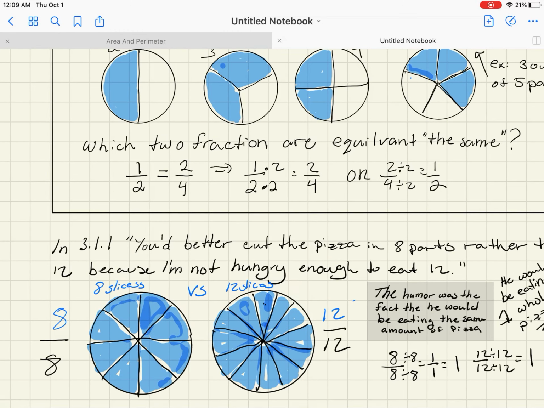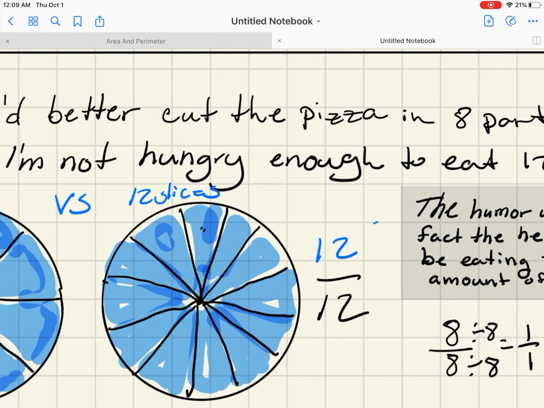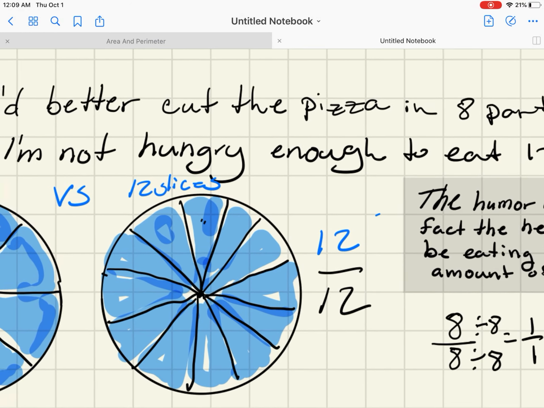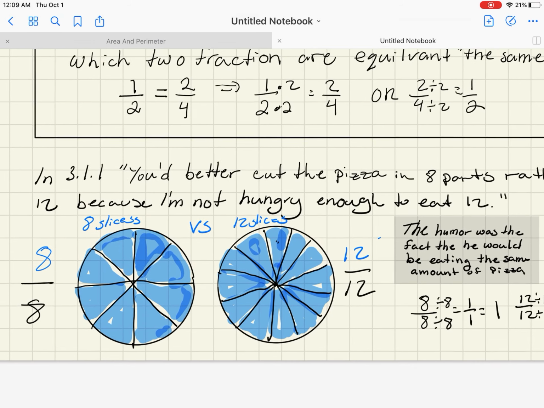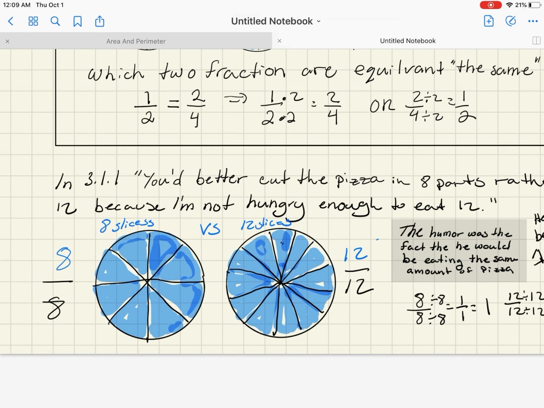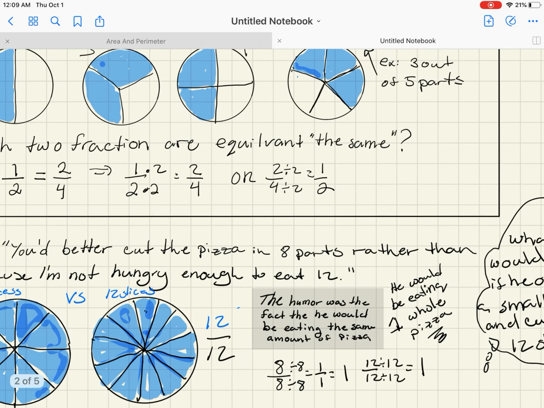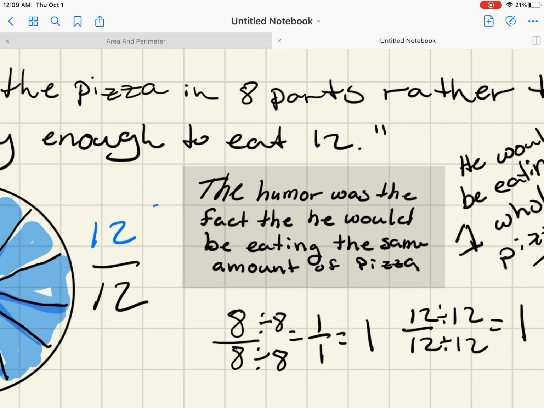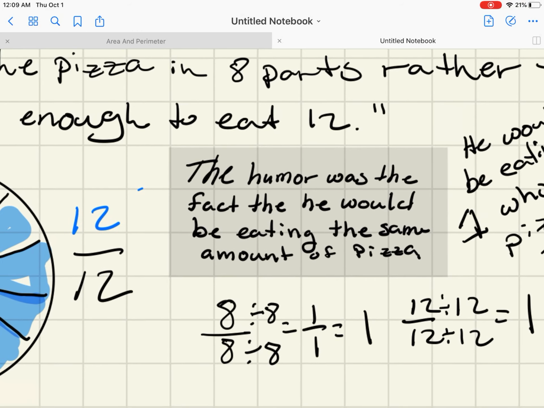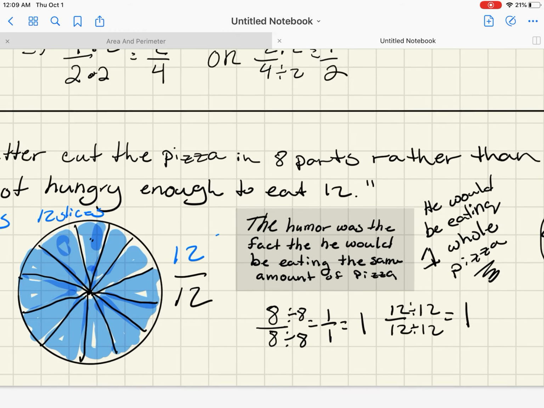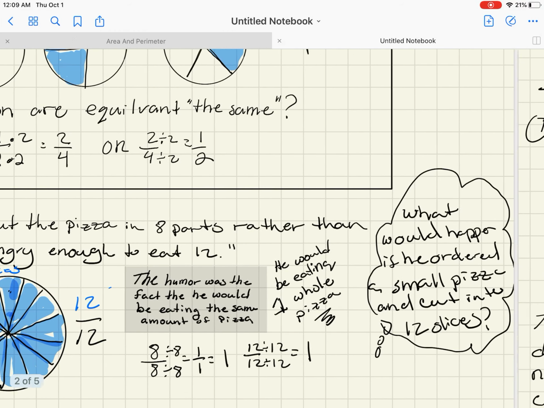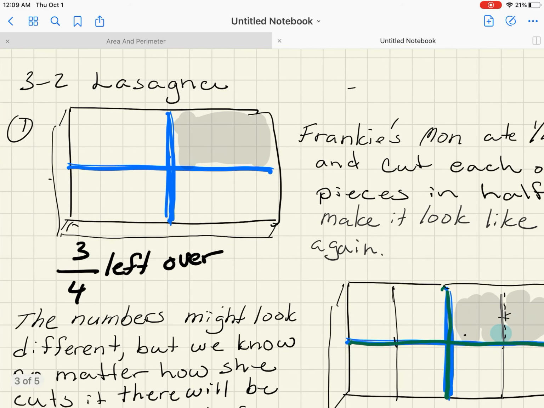The humor comes from the fact that if he eats 8 out of his 8 slices, he's eaten a whole pizza. And if it were cut into 12 slices and he ate all 12 slices, he still ate the whole pizza. So eating 8 slices of a pizza cut into 8 parts is the same as eating a pizza that's cut into 12 parts and eating all 12 slices. So he ate 1 whole pizza. So 8 divided by 8 is 1. All right? Remember that idea.